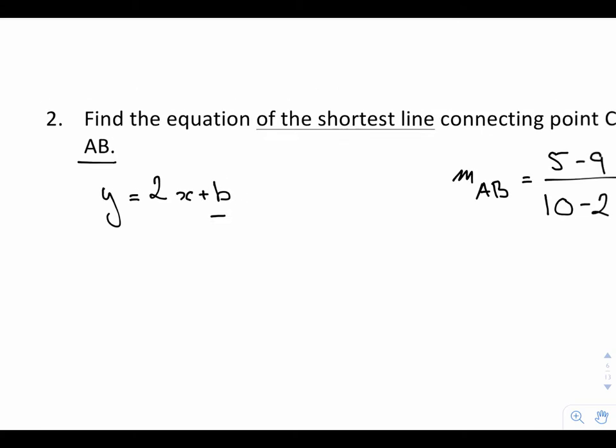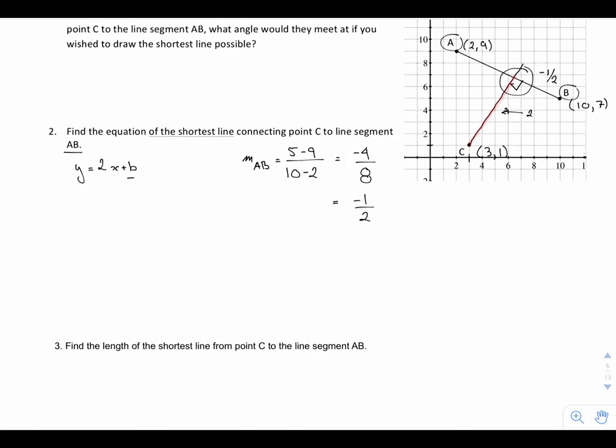And now I have to figure out my b value, which is my y-intercept, but I can do that because I have a point that passes through this line. That point is 3, 1. So what I'm going to do is substitute those coordinates into my expression over here for x and y, and that way I can determine what my b value is.